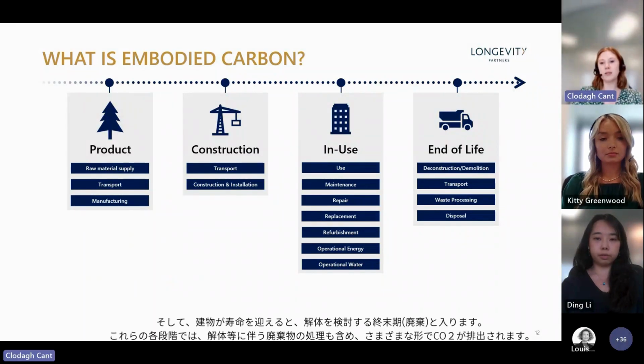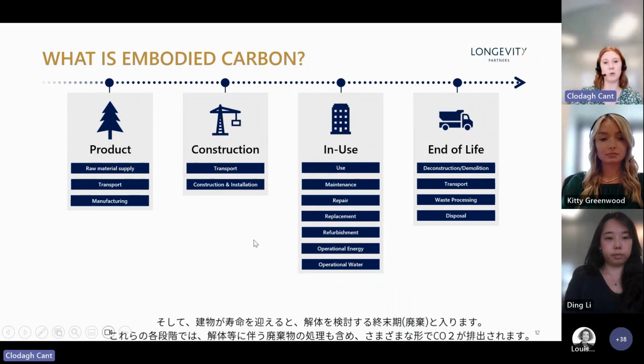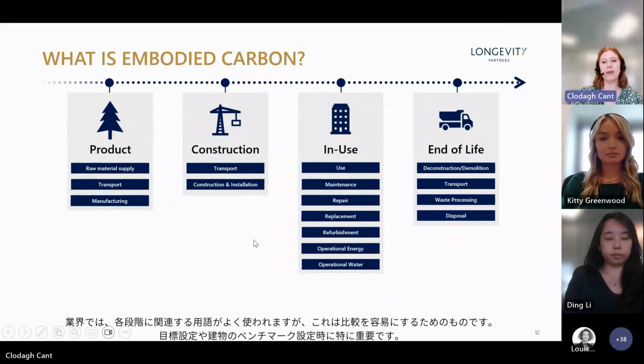Then as the building comes to the end of its design life, that's when we need to start considering what to do in terms of deconstruction and demolition. And carbon emissions will arise from each of these stages as well, transporting that waste from site and disposing of that waste appropriately also.